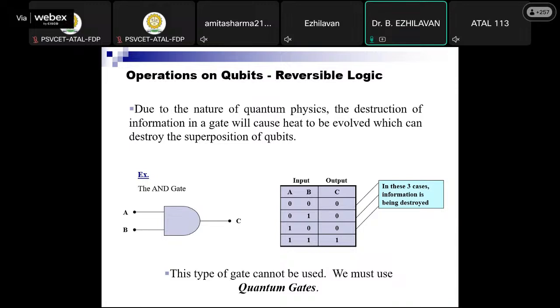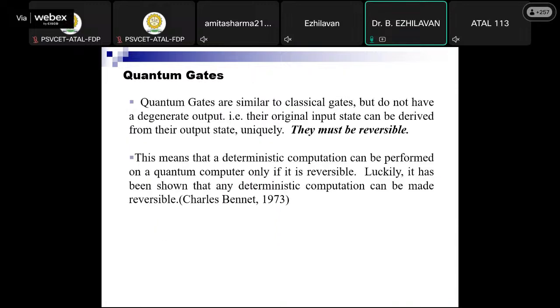See the input and output here, quantum gates. These are reversible, similar to classical gates, but they generate outputs from which the input state can be derived. This means deterministic computation can be performed on a quantum computer only if it is reversible. It's also known as deterministic computation made reversible.